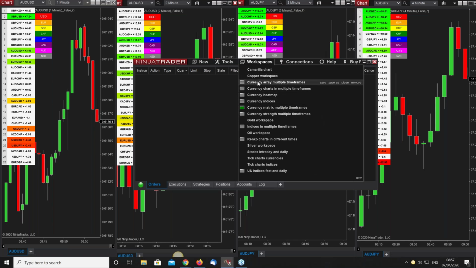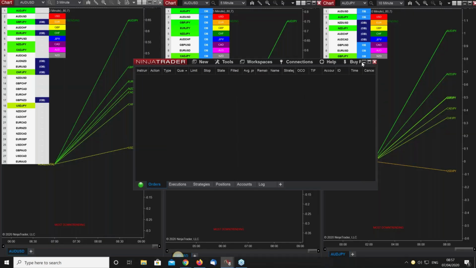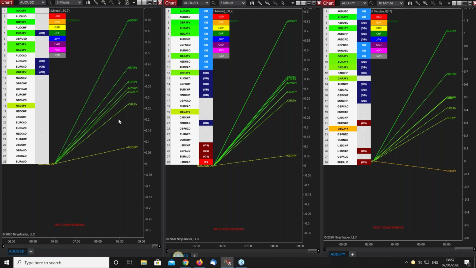If I can find it, there we go. This is the third one. And what I've isolated out here is the yen, because the yen is the easiest to demonstrate, because it's the counter currency.